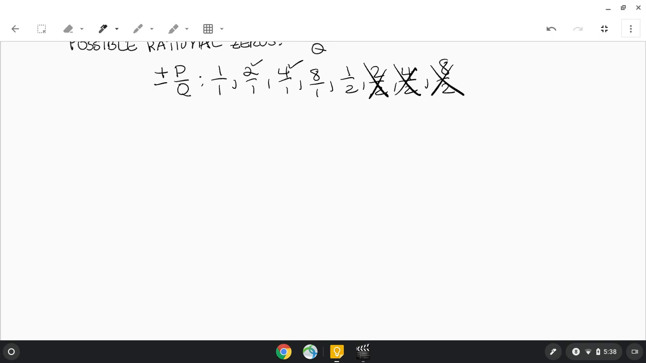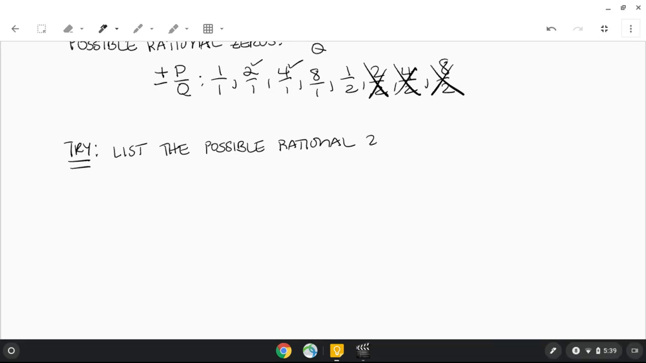All right, so let's try another one. Why don't you go ahead and try this? List the possible rational zeros. If you feel like you understood that last one, go ahead and hit the pause button when I put down the polynomial and give it a try. If you feel like you can use another example, then keep playing.